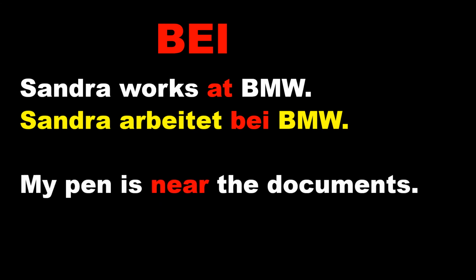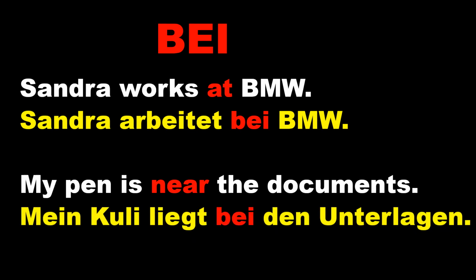Let's take one more example to understand the meaning of bei. My pen is near the documents. Mein Kuli, that is my pen, liegt bei den Unterlagen. Unterlagen, documents. So that is how we can use the same preposition with different meanings in different contexts. Near and at. Let's go ahead. The next one is zu.